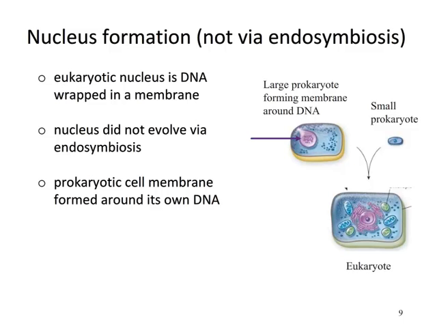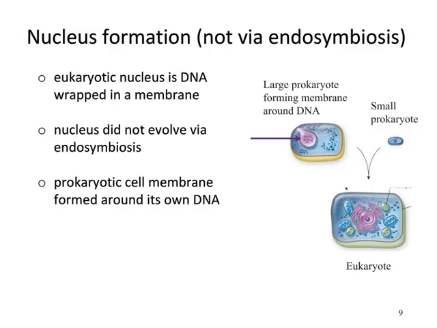Happening right along with the formation of organelles from small prokaryotic cells was another cell structure evolving. That cell structure was the nucleus. The nucleus evolved not through endosymbiosis, but through a separate process. If you look at this diagram, you'll be able to follow along and see that, as you know, the eukaryotic nucleus is DNA wrapped up in the nuclear membrane.